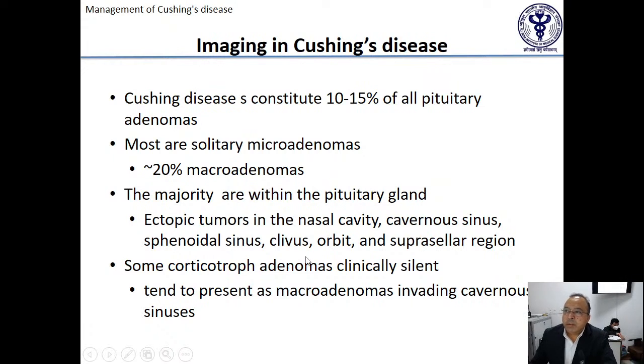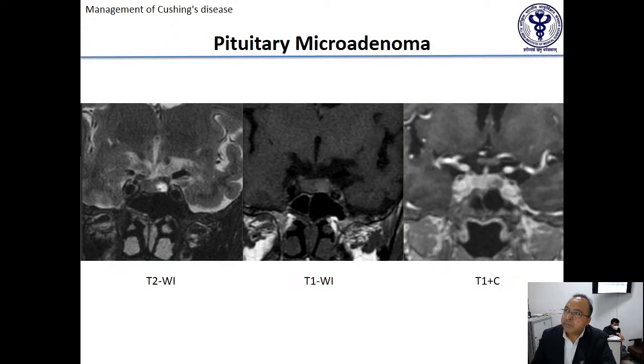Sometimes the corticotroph adenomas are clinically silent. Most of these adenomas are macroadenomas, and they show invasion of the cavernous sinus. They are large in size. Let's look at one example of a pituitary macroadenoma.